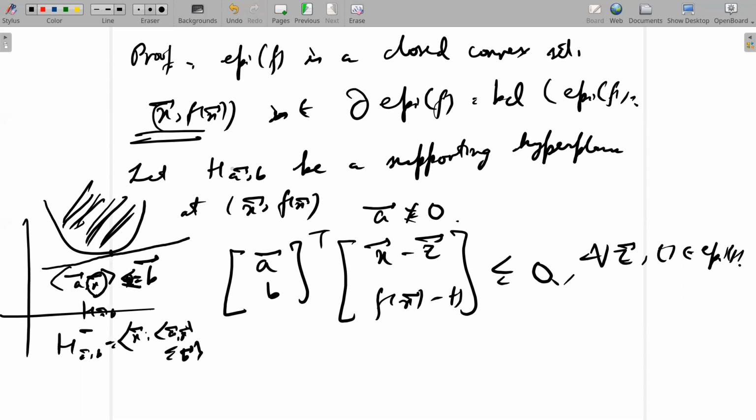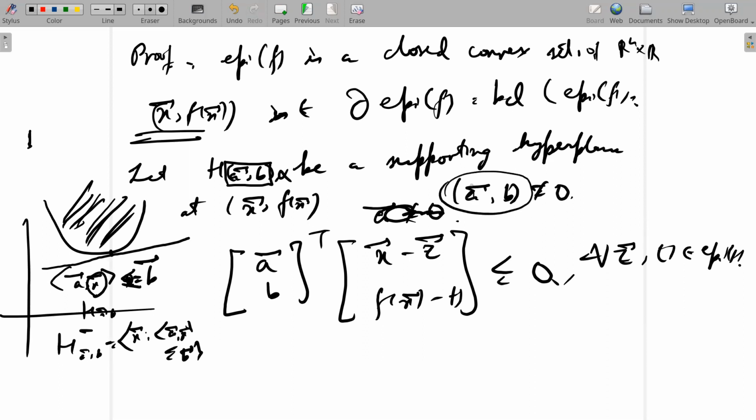Sorry, my bad. Here actually, the graph is in R^(n+1), right? The epigraph of f is a closed convex set of R^n cross R. So I'm using some bad notation here. Earlier b used to be an offset, but here let me call alpha the offset. Here a is in R^n and b is in R. So in fact, what I'm asserting is (a, b) is not equal to 0 in R^(n+1). Think of this as a vector in R^(n+1) and alpha is the offset.